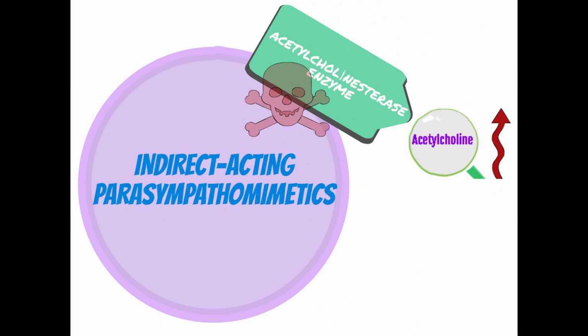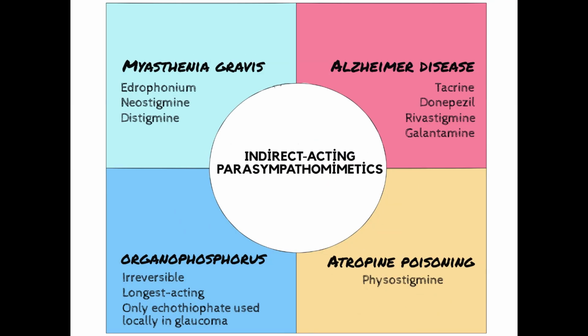They are called indirect acting parasympathomimetics because they increase the amount of acetylcholine by inhibiting the acetylcholinesterase enzyme, not acting like an acetylcholine as in the direct acting parasympathomimetics. Among the drugs in this group, if the drug passes into the central nervous system, it can be used in Alzheimer's disease, and if it cannot pass, it can be used in myasthenia gravis.